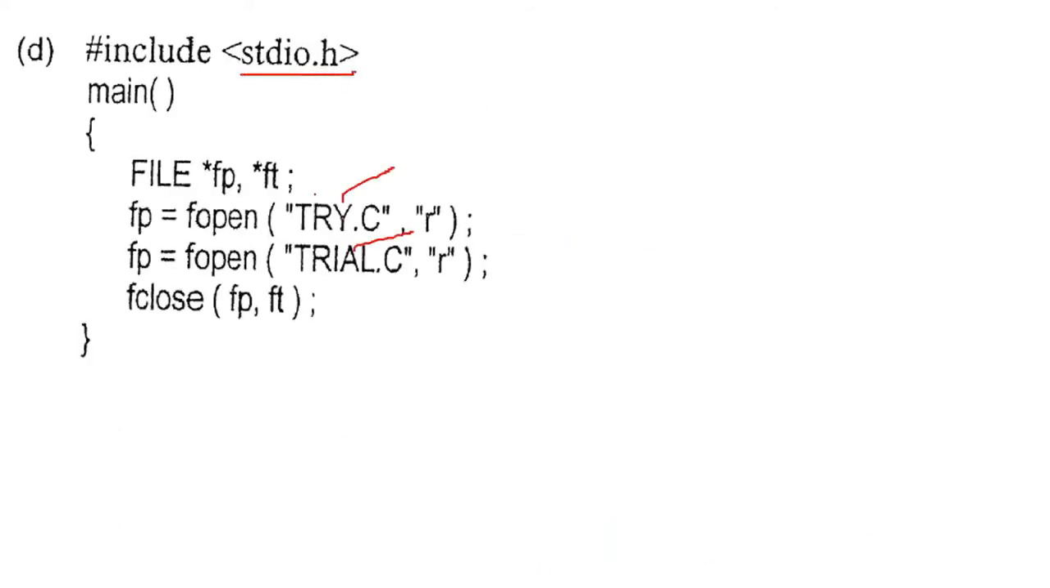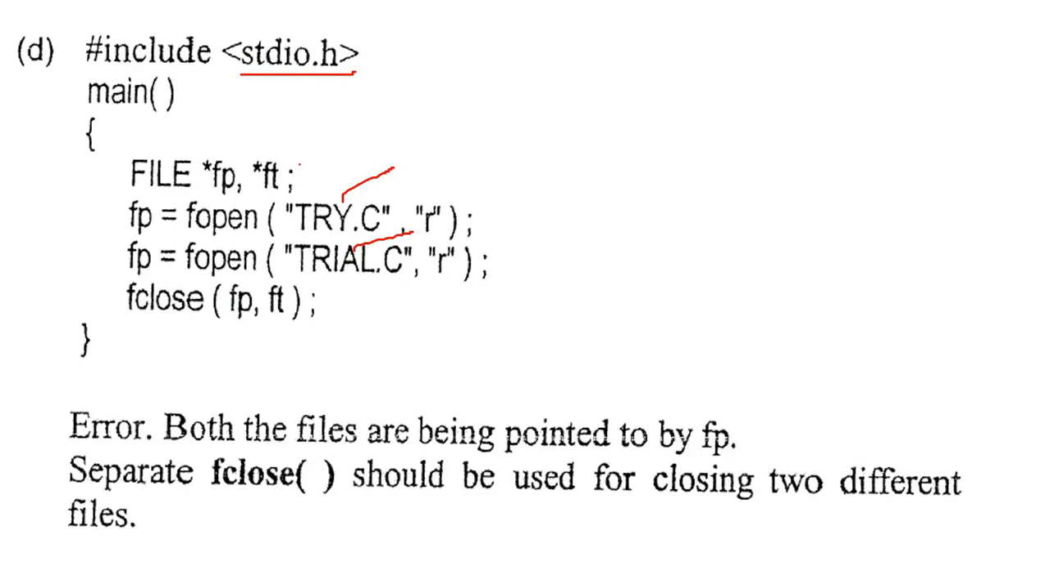So both the files are open, no problem with FP. This will be assigned to FP, then again this will be assigned to FP. There is no problem. The problem is here in fclose, both the files are being pointed by FP. There is no error as such, but for fclose we have to use separately FP and FT. These two cannot be done.